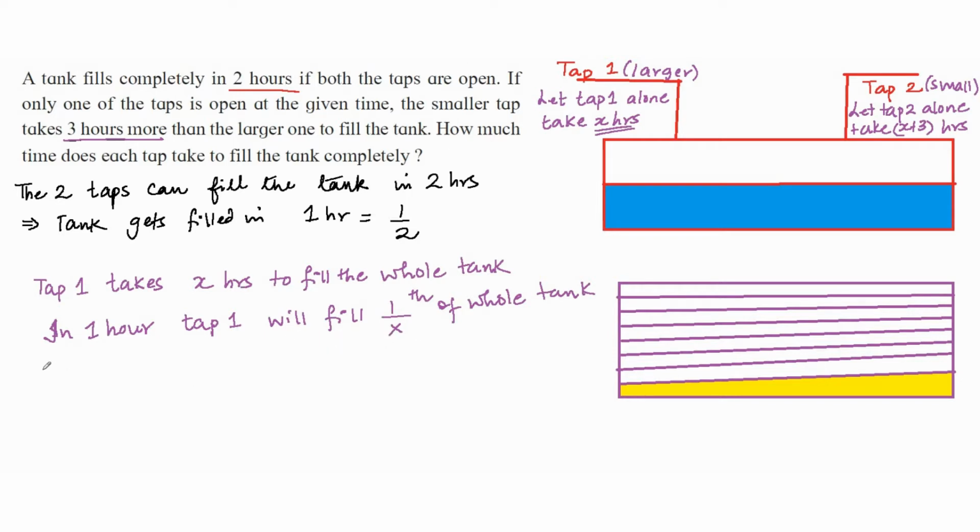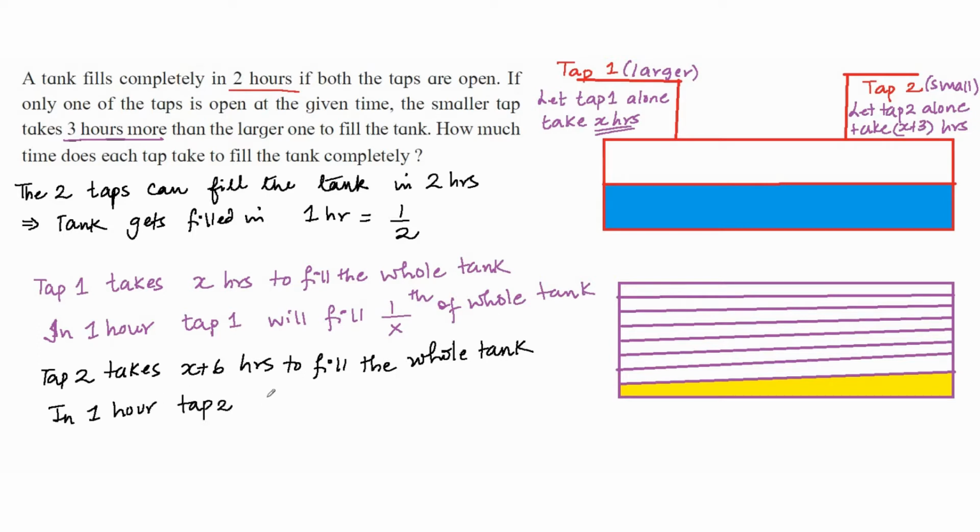Similarly, let's assume that tap 2 is taking x plus 6 hours to fill the whole tank, and therefore in 1 hour tap 2 will fill 1 by x plus 6 of the whole tank, right? So let's again depict this in the diagram.